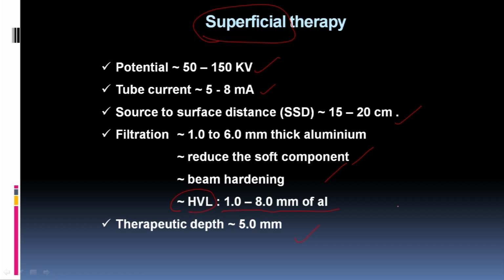So superficial therapy has an operating potential of 50 to 150 kV, which is higher than contact therapy, and a tube current of 5 to 8 milliampere. These are the important parameters which differentiate it from other therapeutic kilovoltage units. And filtration again is 1 to 6 millimeter thick aluminum, which is able to achieve a beam quality with HVL of 1 to 8 millimeter of aluminum, and here the therapeutic depth is 5 millimeter.